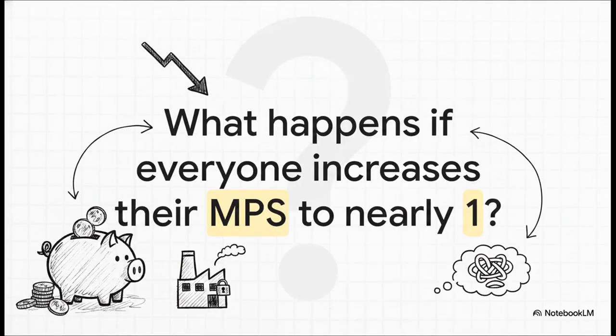Now I want to leave you with one final provocative thought. We know that MPC and MPS always equal 1. So what would happen to an entire macroeconomic system if every single person suddenly panicked, stopped spending, and increased their marginal propensity to save to nearly 1? I mean, if no one is consuming, what happens to the businesses producing the goods? Think about the massive chain reaction that would cause.